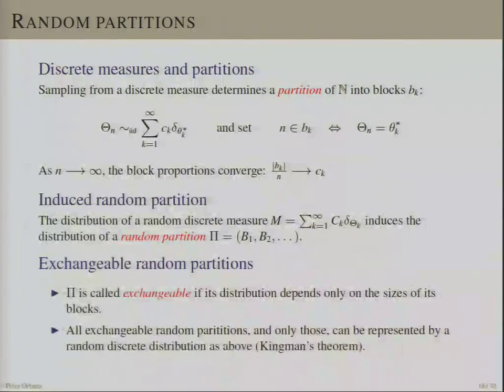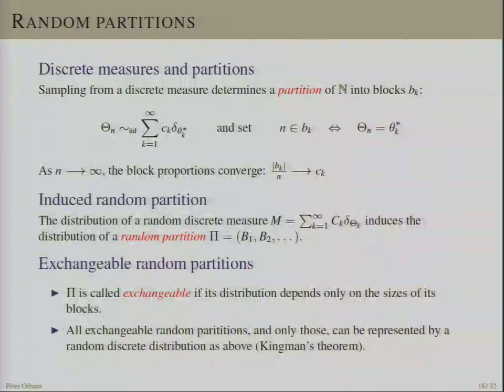We simply sample from this measure here, and we record for each data point which cluster it belongs to, and that gives us a partition. Right? So the partition is the index set of the data. More formally, if we sample an infinite sequence here, then we get a partition of n, which is the index set, into blocks, which I call bk here, and n is in bk if and only if the nth observation belongs to cluster k.